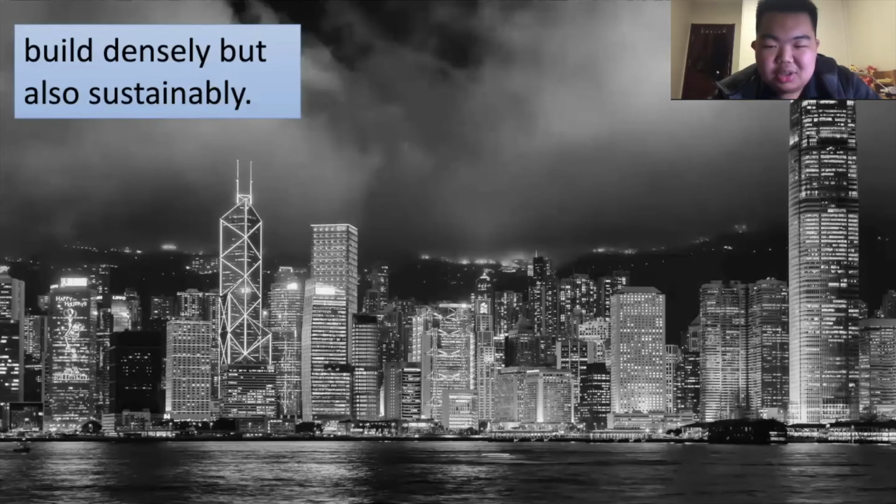Like the picture shows, this is a picture in Hong Kong. You can clearly see that the buildings are really dense. But if they use sustainable materials, for example, when a typhoon or earthquake comes to these areas, it will only kill a few people because of the natural disaster.